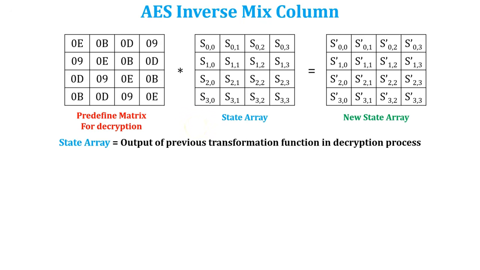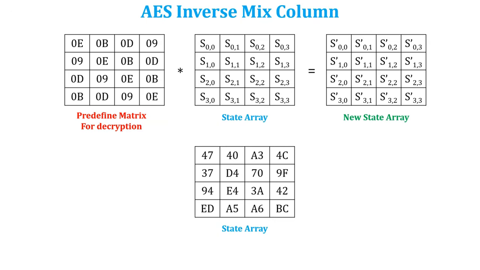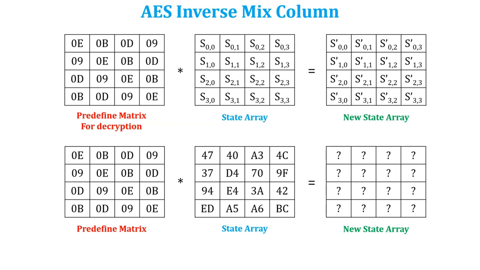So this matrix multiplication is not the same as decimal value matrix multiplication. Here is the generalized equation for the matrix multiplication. Let's take one example to understand the AES Inverse Mix Column concept. For example, this is my state array. The state array is multiplied with the predefined matrix and generates a new state array.